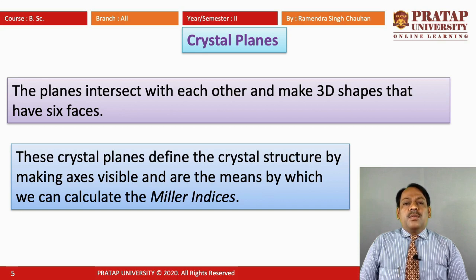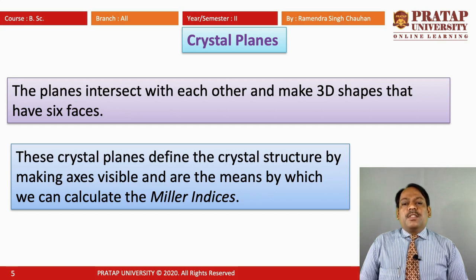So, we will understand how these planes make the 3D shapes and how they have 6 faces, because if we have any cube and we are considering any plane, then that plane can be considered by taking the intercepts, and when we take the intercepts, we can see that this will be a 3D shape having 6 faces.